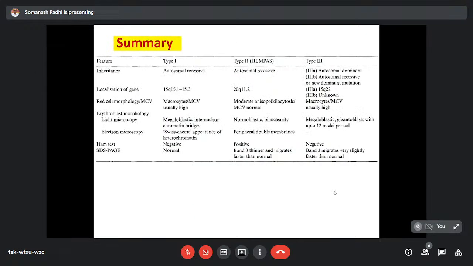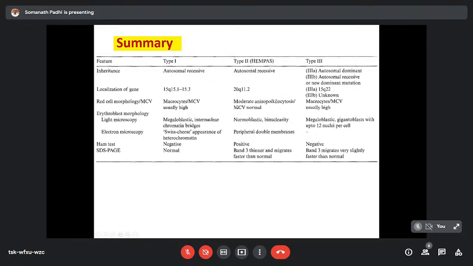So this is the summary of my talk, that we discussed the three more common types: type 1, type 2 and type 3. Type 2 is known as HEMPAS, hereditary erythrocytic multinuclearity with positive acidified serum test, which is autosomal recessive. 3A is autosomal dominant, 3B is autosomal recessive, and the chromosome localization is the long arm of chromosome 15 in type 1, long arm of chromosome 20 in type 2, and the 3B variant is still not known, while 3A is on the long arm of chromosome 15.